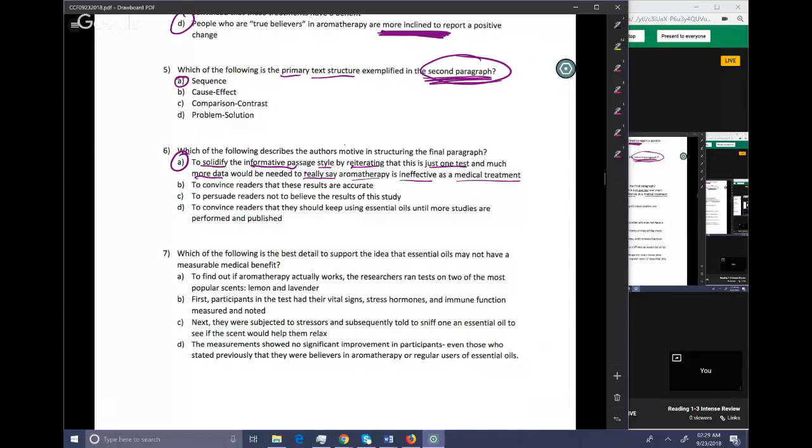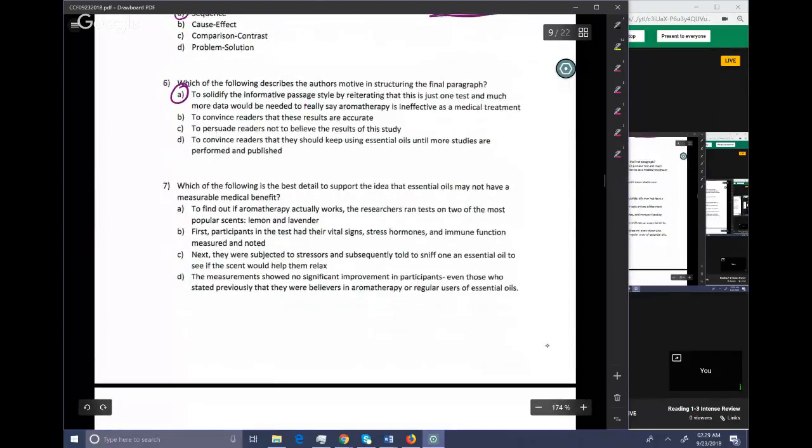B is to convince readers that these results are accurate. That is most definitely not the way that that last paragraph was structured. It didn't say that the results were or were not accurate. It just said this is only one set. To persuade readers not to believe the results of the study, it definitely did not go that far in clarifying that this is just one study. And then to convince readers that they should keep using them until more studies are done. That was also not something that was said.